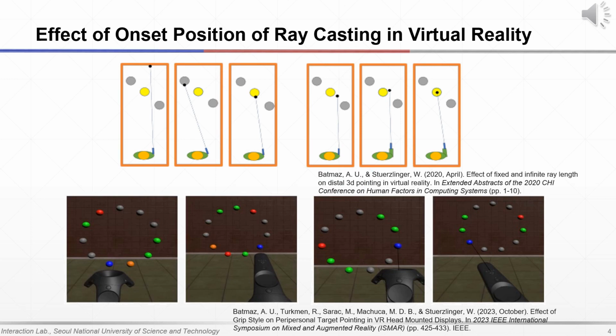For example, users preferred the ray when it had an infinite length of visible rays, but performed better when it was shortened. There was also a significant difference in the user's performance in selecting targets based on the grip style of holding the controller. As we have seen, there has been a lot of research done using ray casting, but there's one key parameter that no one has considered.